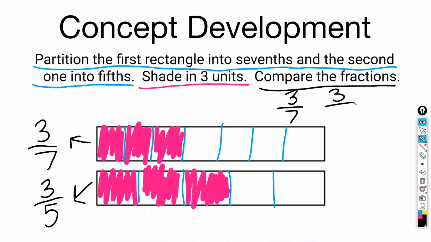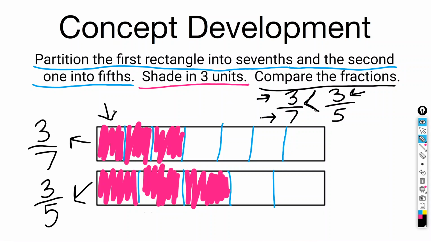3/7, 3/5. Notice that the numerator is the same in both fractions. So we're looking at the denominator, which is the bottom number. So now we see if the bottom number is bigger, then the pieces are smaller. So over here, the denominator is bigger, which meant that this top rectangle had smaller pieces. So if we have 3 smaller pieces, they're going to take up less space. So we know that this fraction is less than.